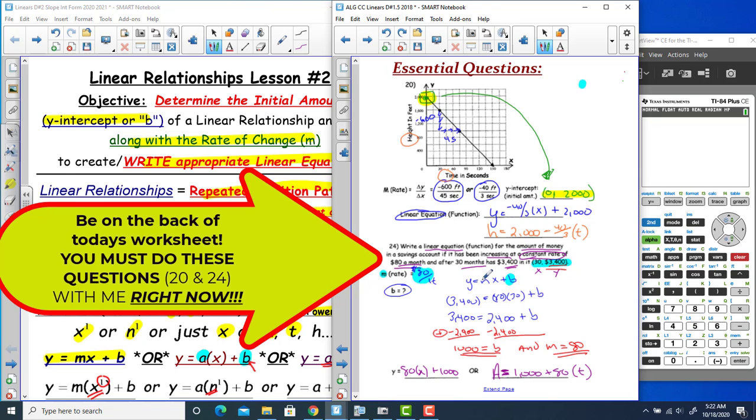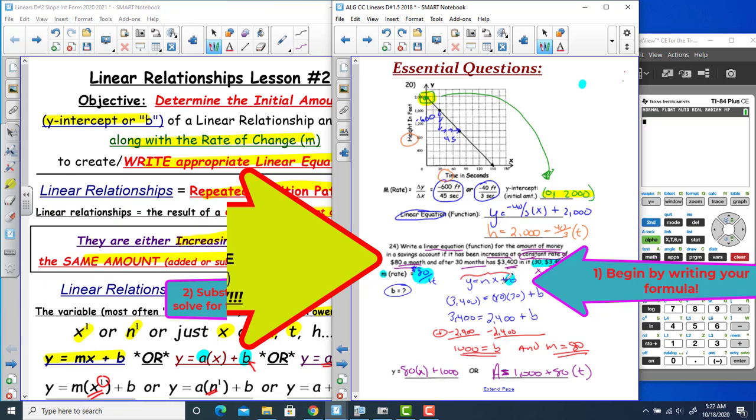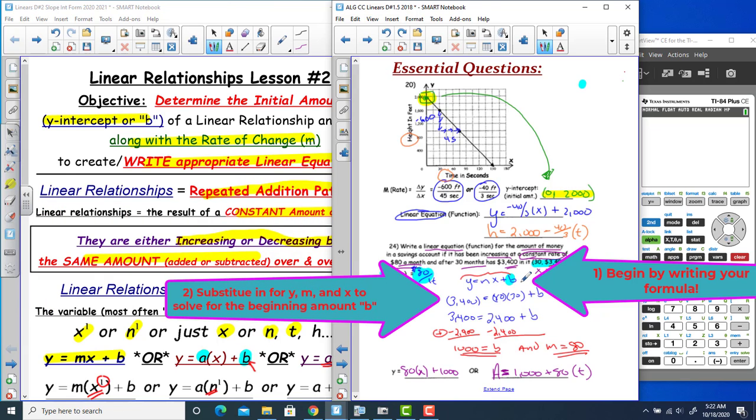So if we want to write a linear relationship, we're always going to start with the most common form, y equals mx plus b, and we're going to substitute in the quantities we have for some of those missing amounts. So we have 4 missing amounts, y, m, x, and b. We know that the total observed, or the measured amount at this point in time, is $3,400, so we put that in place of y.